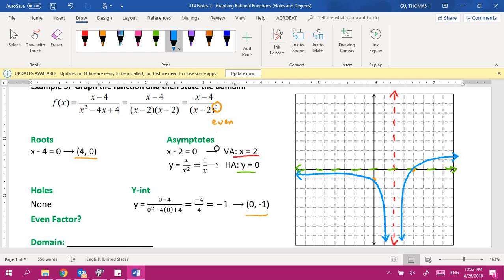So what is the domain of this graph? X is not equal to 2, because there's no hole. So it's just the vertical asymptote. Very good. So let's turn to the back side once you graph this one.